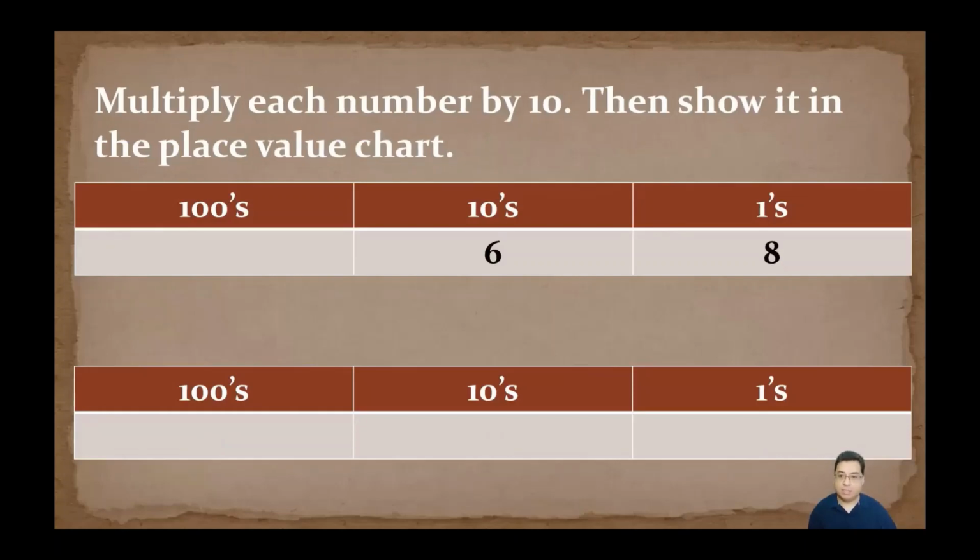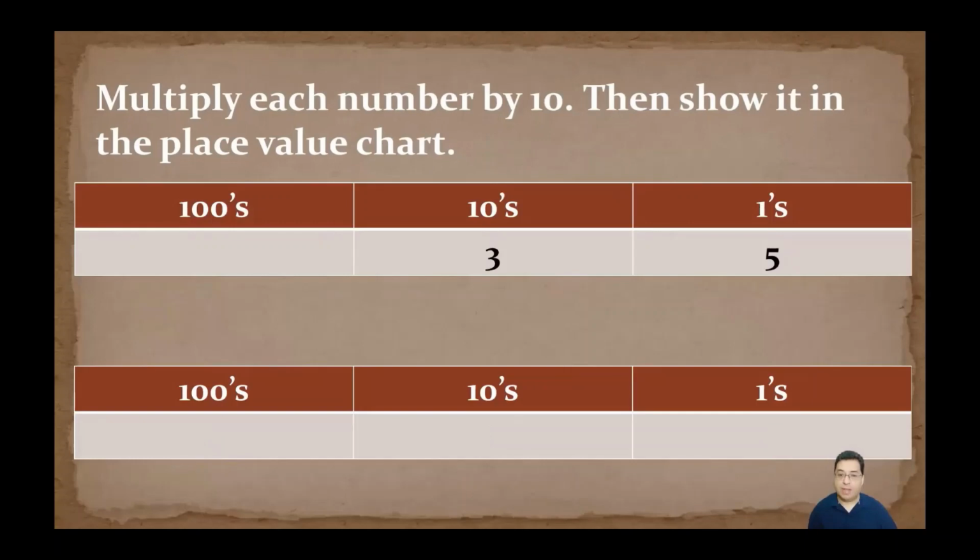So let's look at 68 here. And if I multiply 68 by 10, what goes in the hundreds place? Right, 6, which represents 600. What about in the tens place? Yes, 8, which represents 80 in the tens place. And in the ones, what do I have? Right, I don't have anything, I have a 0. So I put a 0 there, and my answer is 680.